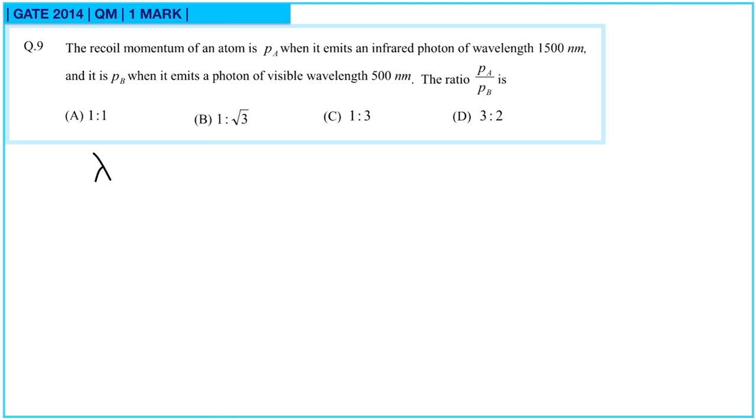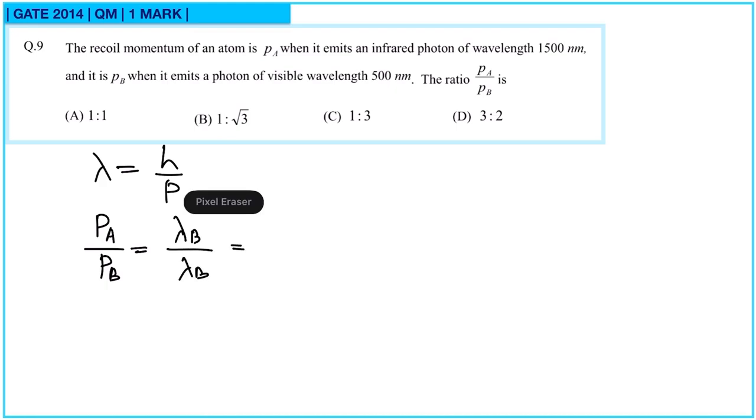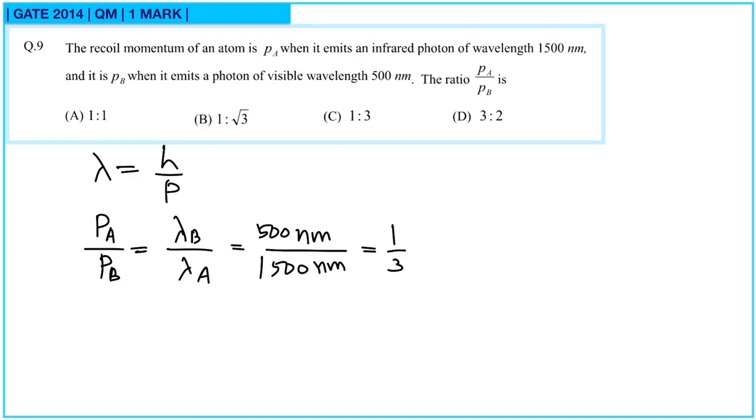Now we know de Broglie wavelength lambda is equal to h by P, so P is equal to h by lambda. So Pa upon Pb is equal to lambda b upon lambda a, where lambda b is 500 nanometer and lambda a is 1500 nanometer. So this is equal to 1 by 3. So option C is correct.